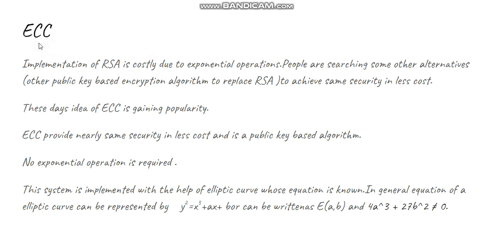ECC was implemented to replace the RSA algorithm because RSA is costly due to exponential operations. So people were searching for other alternatives which can achieve the same security at less cost. That's why ECC was implemented. ECC is now very popular because it provides the same security at less cost and is a public key based algorithm.